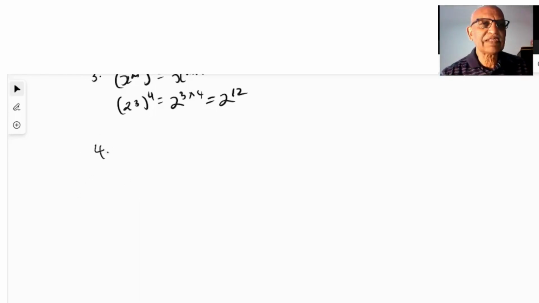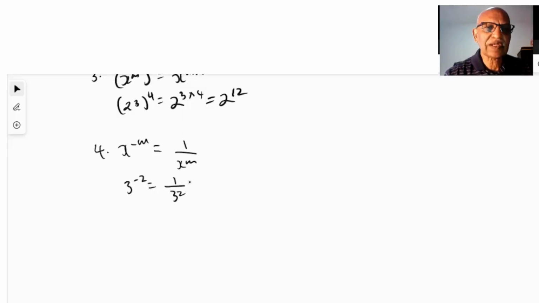if I have negative exponent, x to the power of minus m, the negative exponent is always changed to positive by doing 1 over x to the power of m. So this is like 3 to the power of minus 2 will be the same as 1 over 3 square, which is 1 over 9. Again here, x cannot be equal to 0 because I cannot divide by 0.